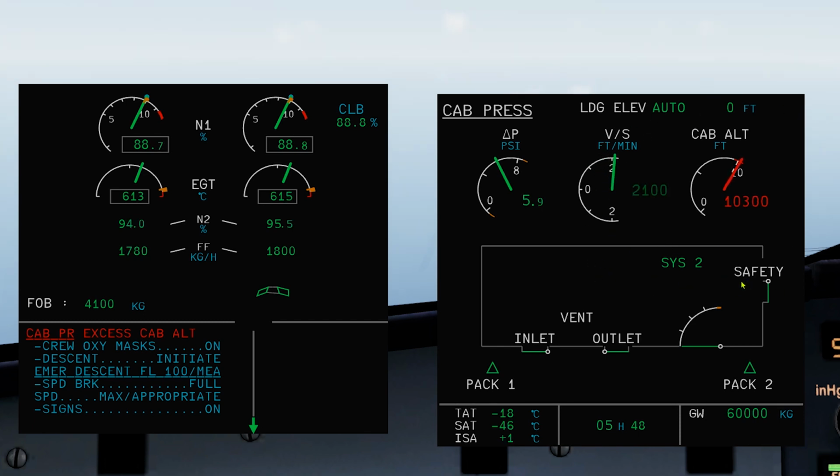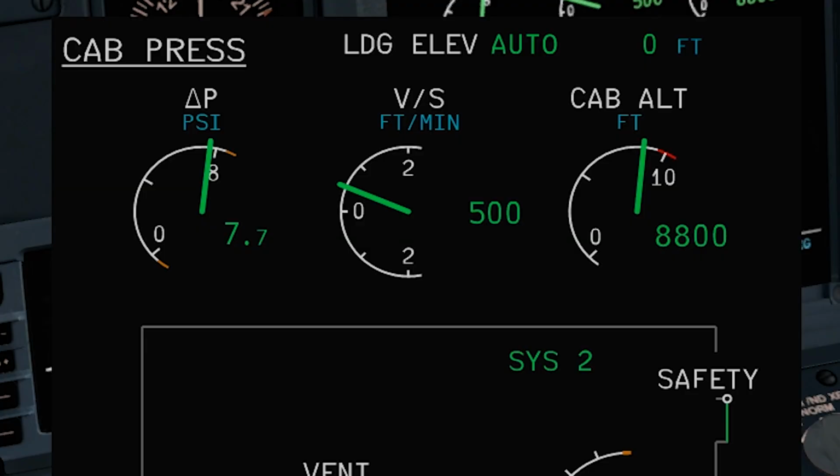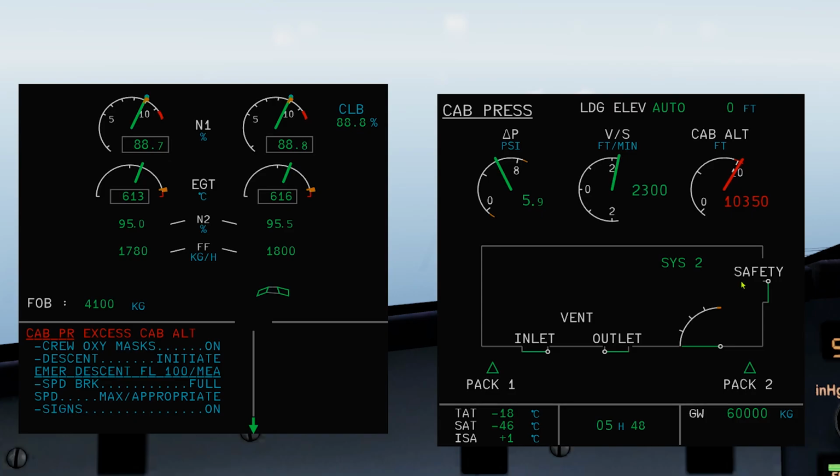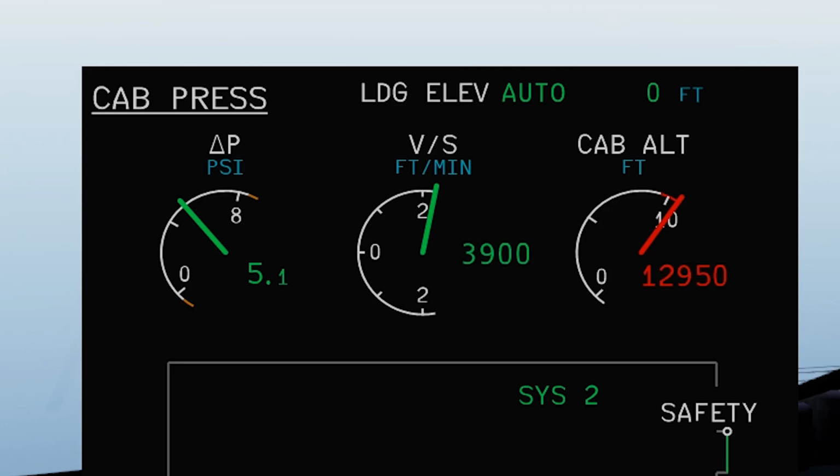What are the indications? Cabin altitude will rise, it starts to pulse in green at 8,800 feet and turns red at 9,550 feet. Master warning. The cabin differential pressure will decrease rapidly or be at zero. Okay, let us look at the worst case scenario.